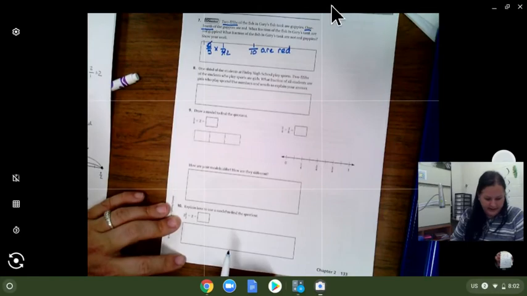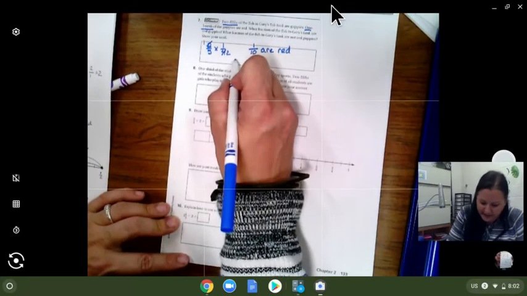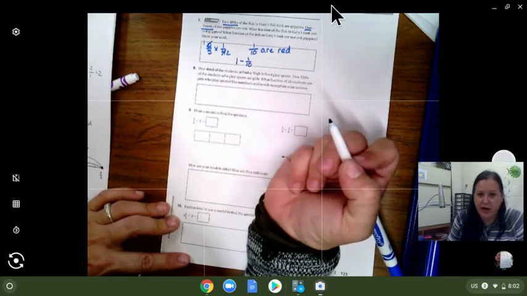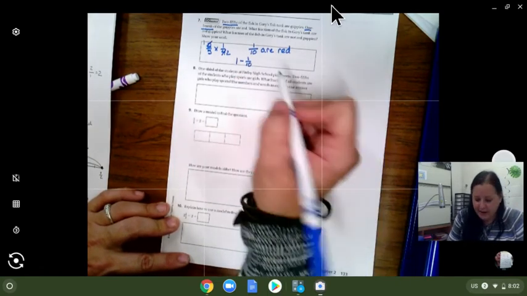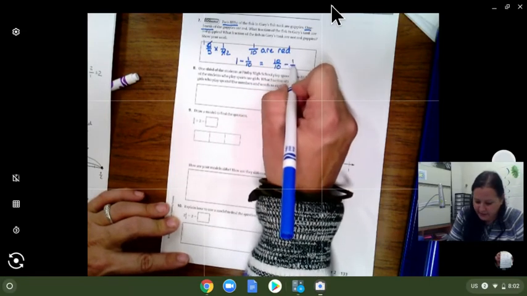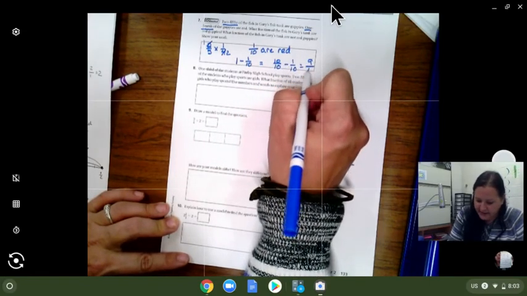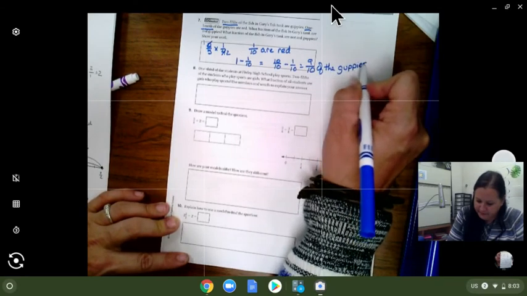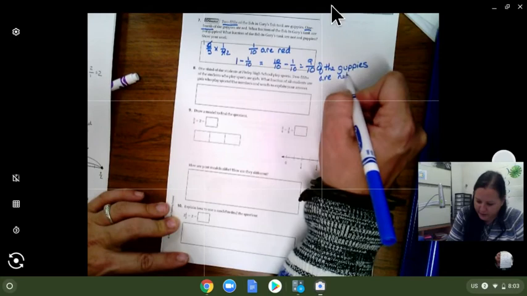All right, then it says how many are not red. We have to take the whole fish tank and subtract 1/10. Remember, when you subtract, you want to have a common denominator. So we can turn that 1 into 10/10 minus 1/10 will give us 9/10 of the fish are not red guppies.